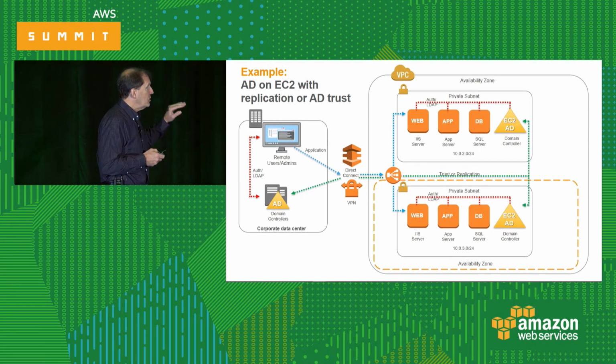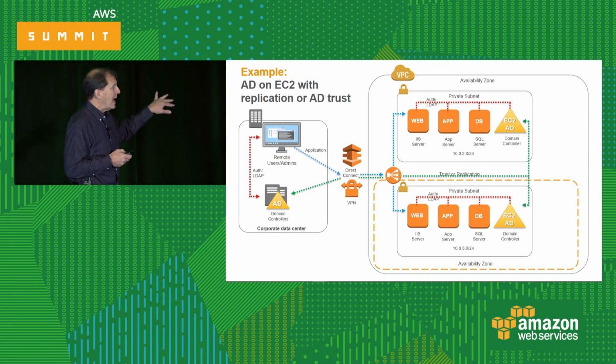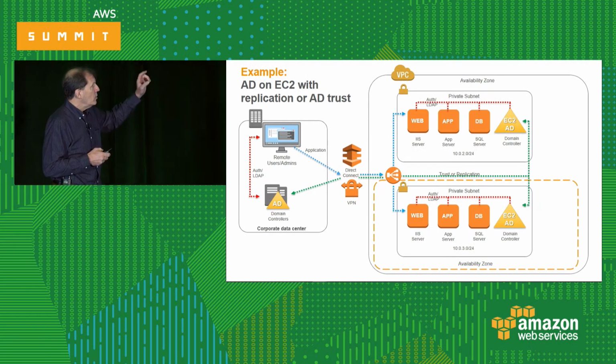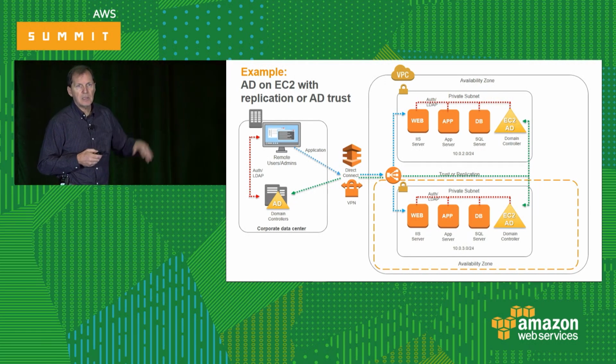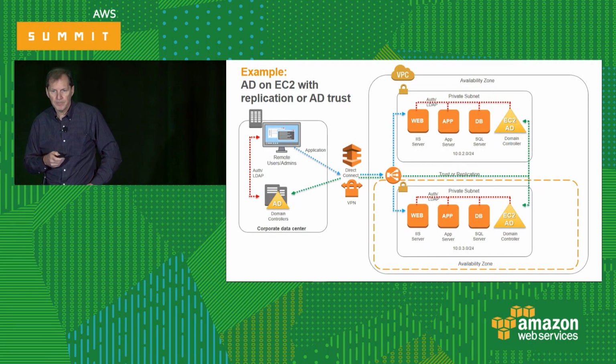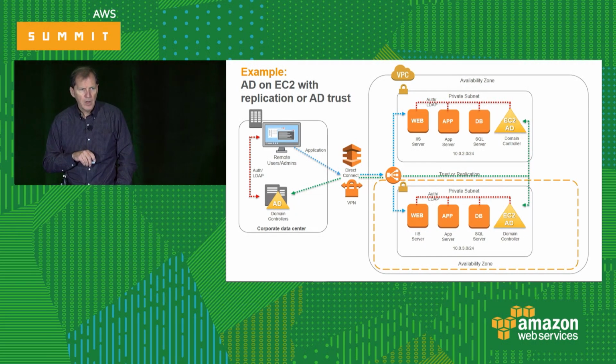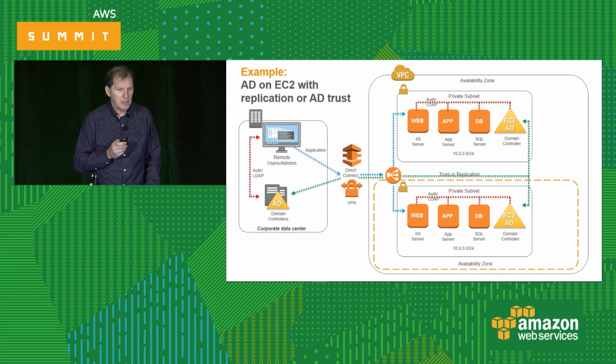And then if you have users in the on-premises network that need to access resources in the cloud, because you've got this replicated or trust environment, those users can access them and they get the same single sign-on experience that you're used to seeing in your on-premises network. So that's what it looks like with AD running on an EC2 instance.